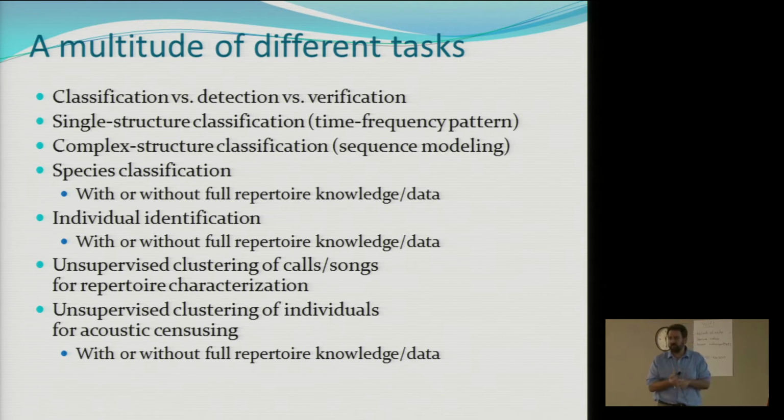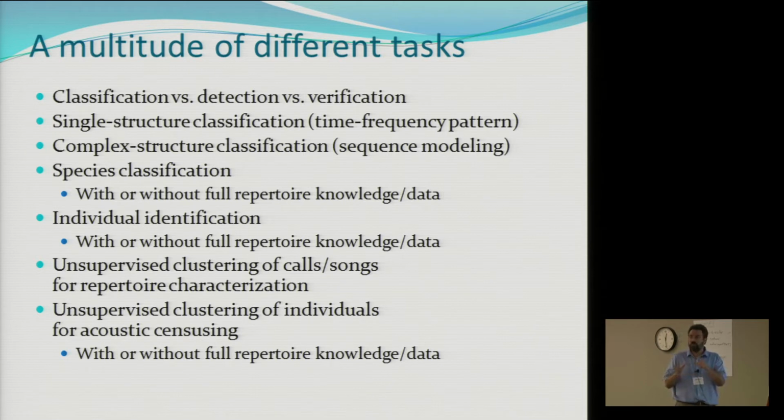Are we doing classification? Or are we doing detection, which is a different task, right? You're trying to find things in a huge, long record, versus verification, where you have some hypothesis you're postulating and you're trying to test it. Are you doing single structure classification, where you have one sweep and you want to recognize that call type? Or are you doing a more complex structure, the generic version of what complex means, meaning that there's more going on and you have to look at sequences and those kinds of things? We do species classification or individual identification.